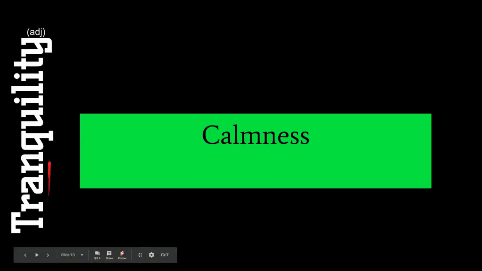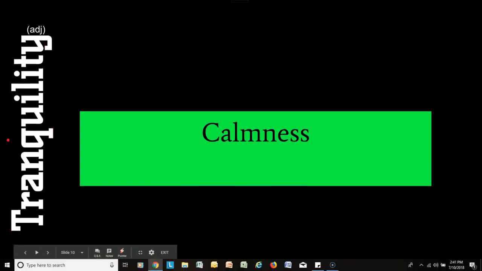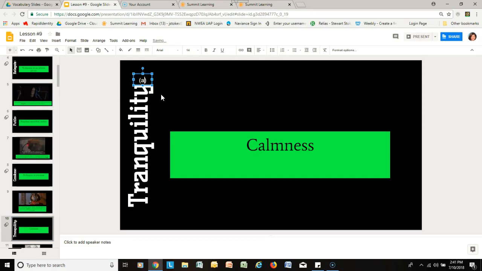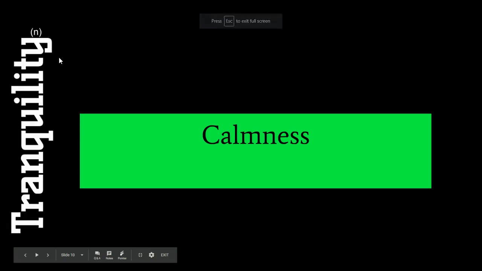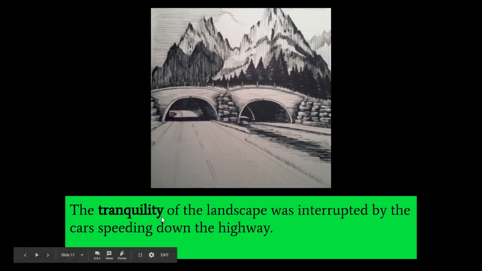For our next word, we have tranquility, which is an adjective that means calmness. If you would like to turn that into, actually tranquility, let's fix this now. Tranquility is the noun. So here we have a noun, tranquility. Do you know what the adjective would be? It would be tranquil. So tranquil is the adjective and tranquility is the noun. So here we have the tranquility of the landscape was interrupted by the car speeding down the highway. So here we have a noun, the tranquility. If we were going to use it as an adjective, we'd say the landscape was tranquil. Alright? Cool. And it means quiet and peaceful.